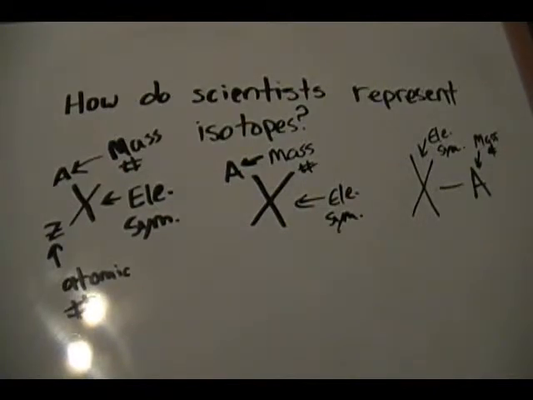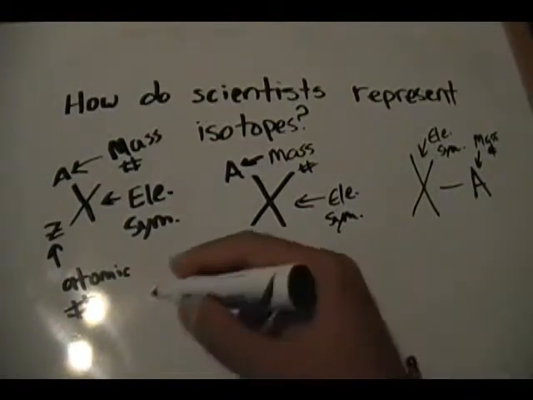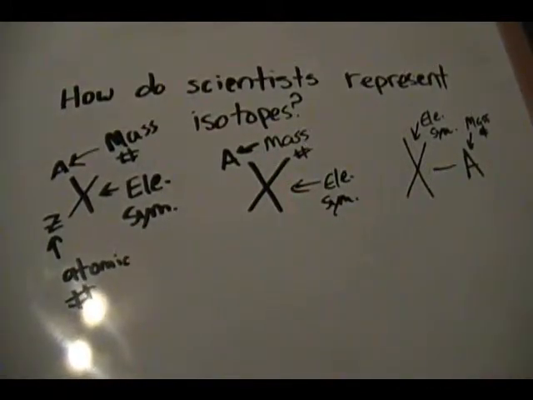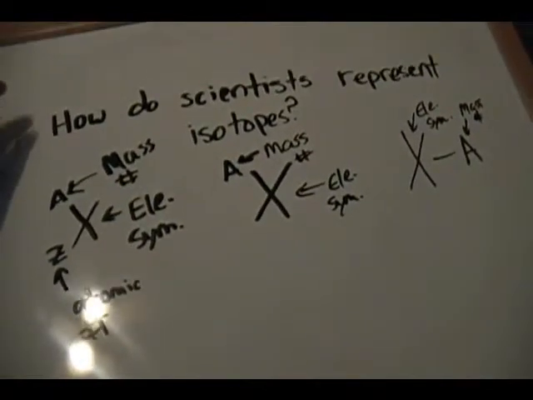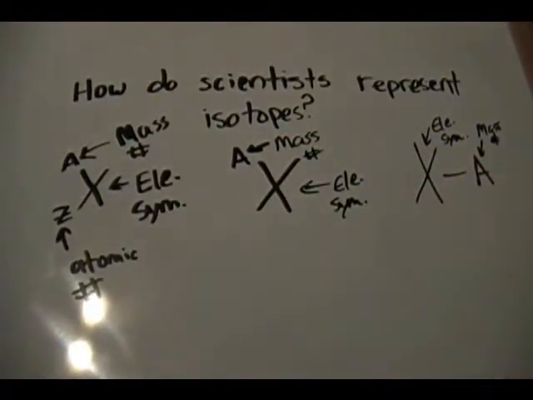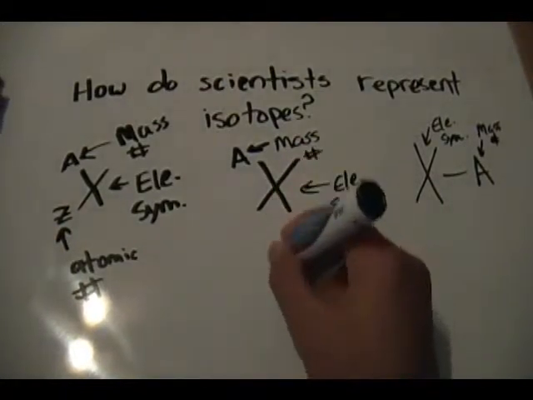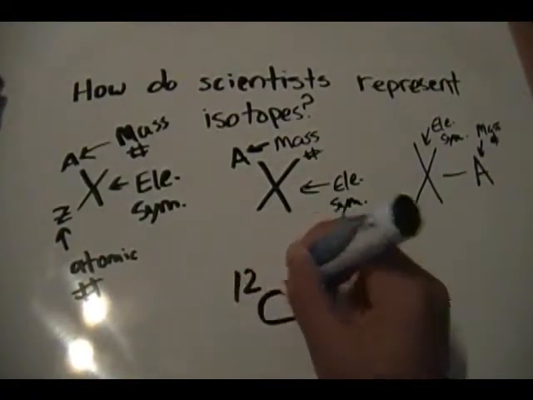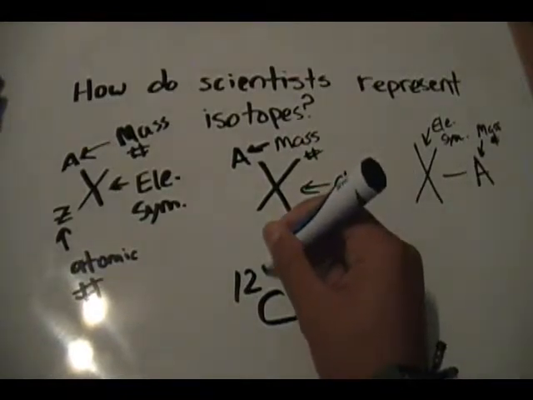Okay, so let's write carbon-12 in all three forms. Your professor could very well ask you to write carbon-12 or carbon-13 in all three forms. When people say write carbon-12, that number at the end of that statement is the mass number. So carbon-12 can be written as such: that's the element symbol, carbon, and there's the mass number 12.